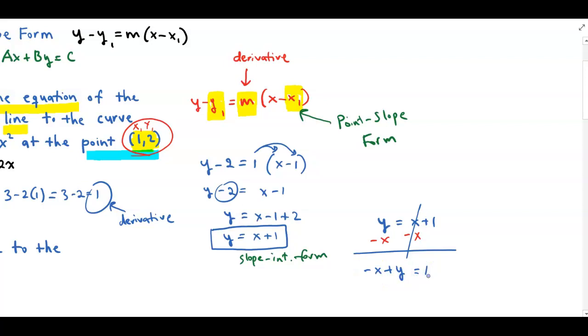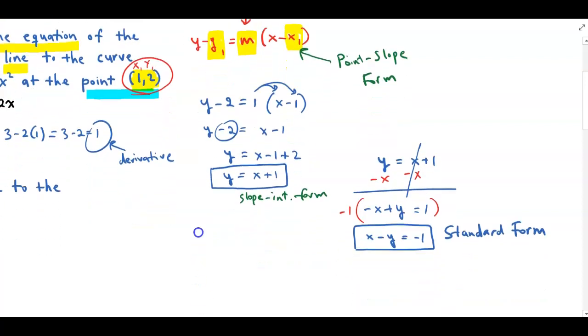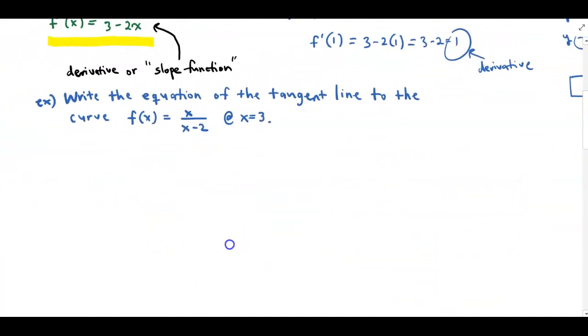In standard form, we want to put the x term first, then the y, because alphabetically x comes before y. But also in standard form, the leading term, the x, shouldn't be negative. So what that means is I'm going to multiply both the left side and the right side by negative 1. So I get x minus y equals negative 1. So that's just another way of writing the answer. This is called standard form. Alright, so there's 3 different ways: point-slope form, slope-intercept form, and standard form of writing an equation of a tangent line. Let's look at next example.